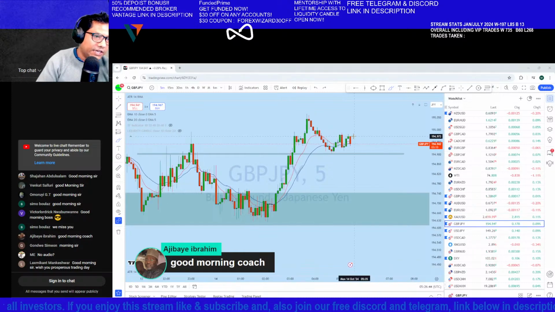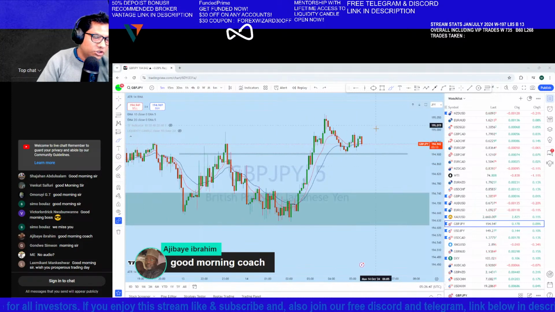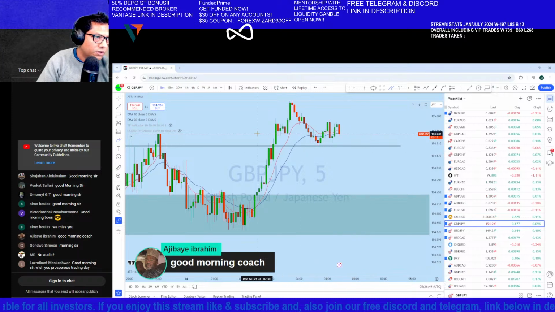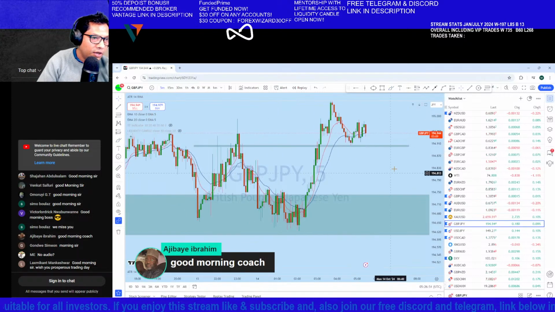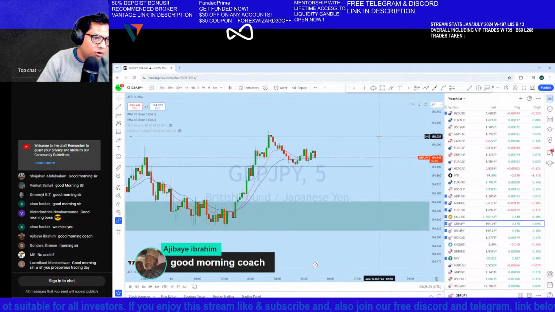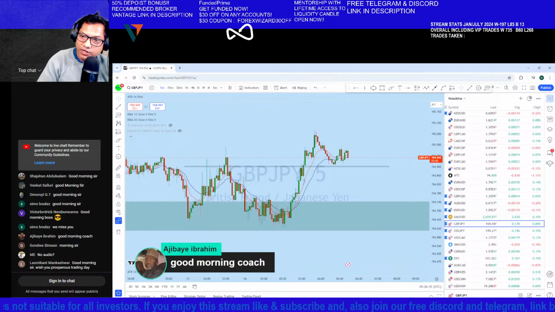All right, so let's see here what we will be waiting on GJ for a potential break of structure. Then we can look for entry opportunity. We'll see where it is heading.